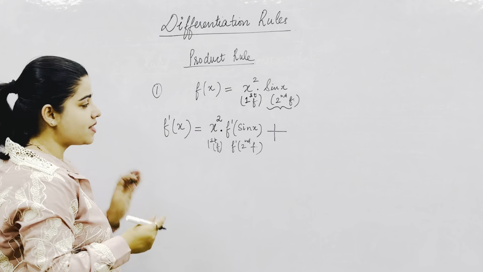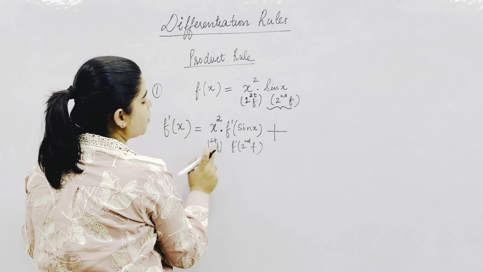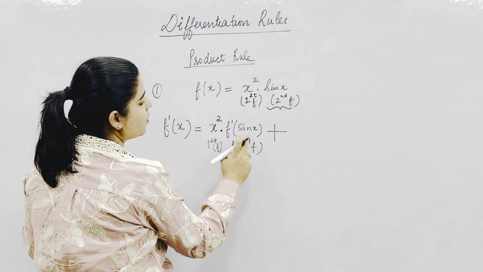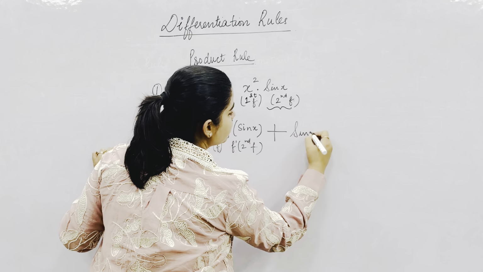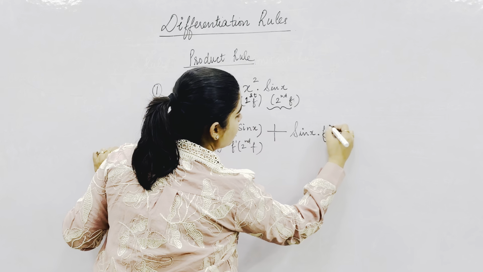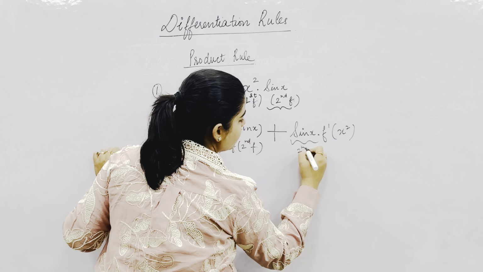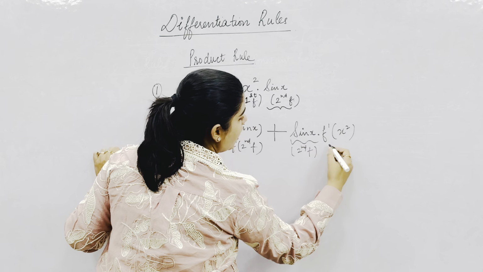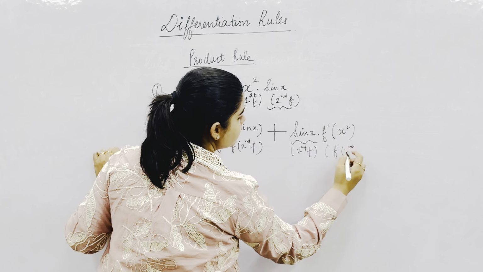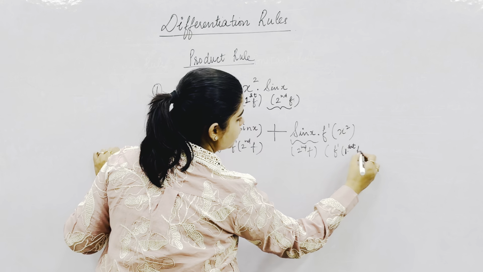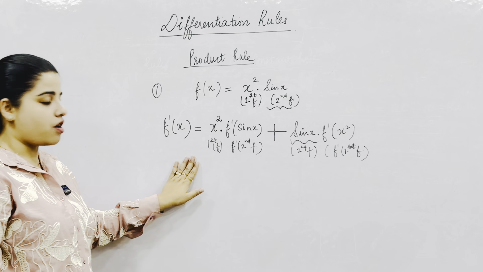an addition sign and we'll add, and we'll just do the reverse. Here we took the first function and multiplied with the derivative of the second function. Now we'll take the second function and we'll multiply it with the derivative of the first function. So here we are taking the second function and we'll multiply it with the derivative of first function. Okay, so what we have done here, this is your product rule.